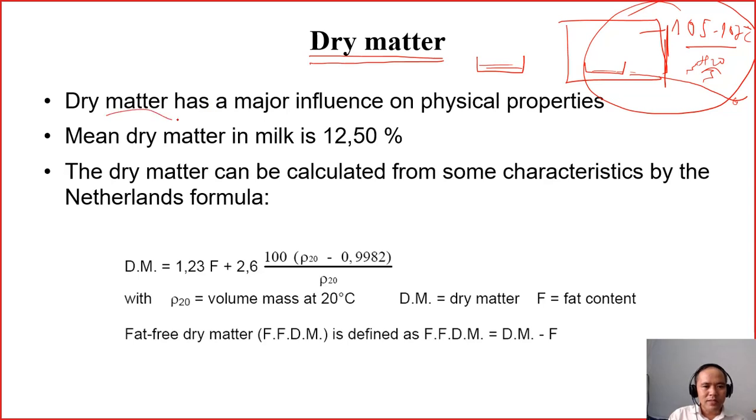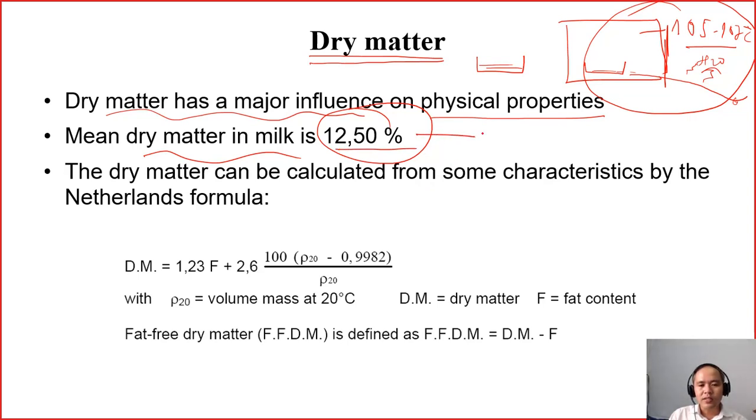So dry matter has a major influence on physical properties of milk, of course, because it is also important in determining the properties of the dairy products that we process. Okay, we process cheese, we process many products. The dry matter influences a lot. And the average dry matter content in milk is 12.50%. This is the average dry matter content.